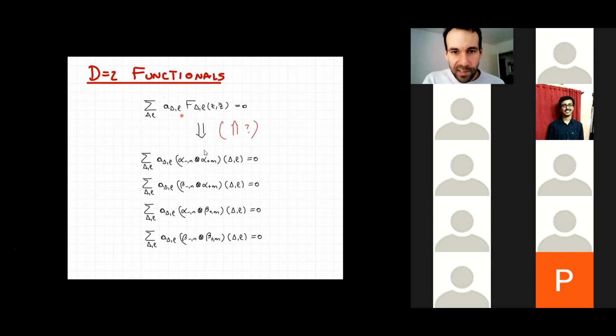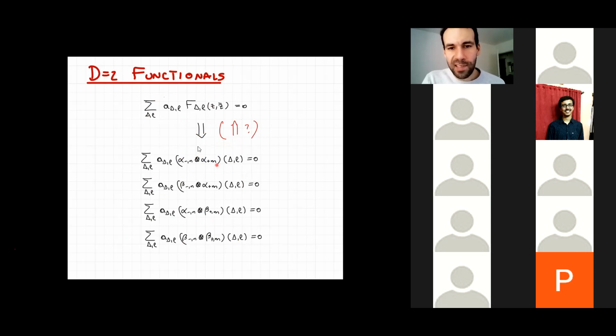Just to emphasize, the basis of functions that we found implies that any solution to crossing in 2 dimensions satisfies these sum rules. We don't know the reverse statement. We don't know if this is a complete basis. I suspect they are, but there's something missing in the proof. You have to establish some bound on OPE coefficients at fixed twists, and this I don't know how to do. But most likely this is a complete basis, though I'm not 100% sure.